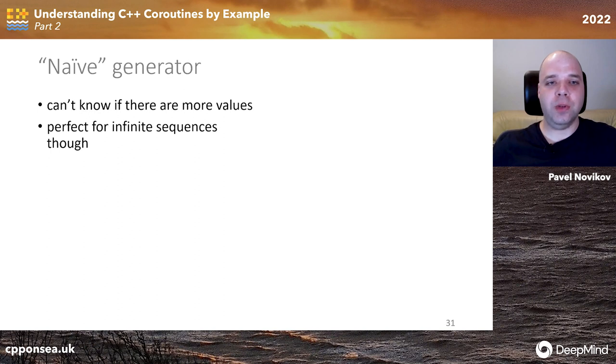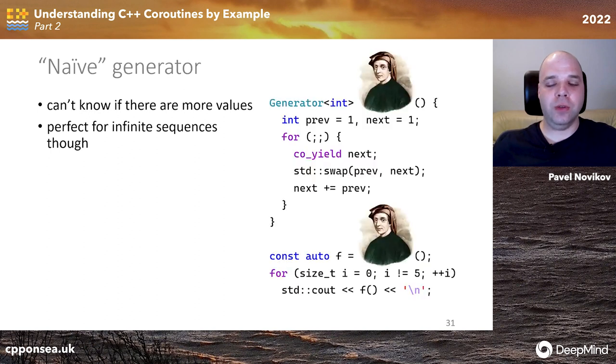So this is perfect for infinite sequences. For example, here's our friend Fibonacci, and the Fibonacci sequence is infinite. We don't have to check if the generator has more values to extract from it. And this interface basically works perfectly for infinite sequences, and for the Fibonacci sequence in particular.